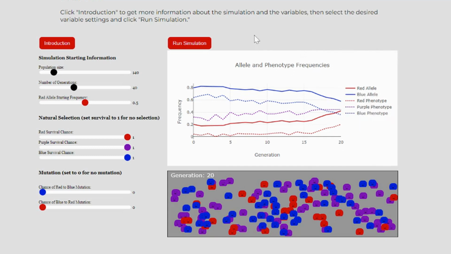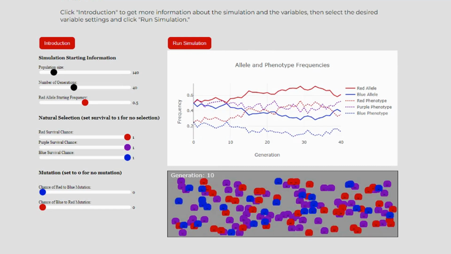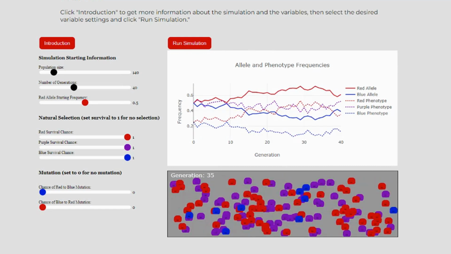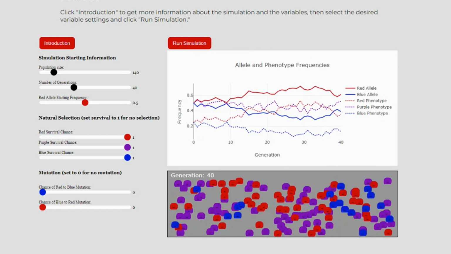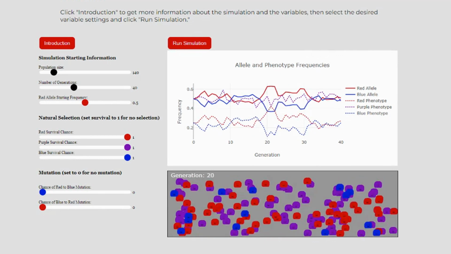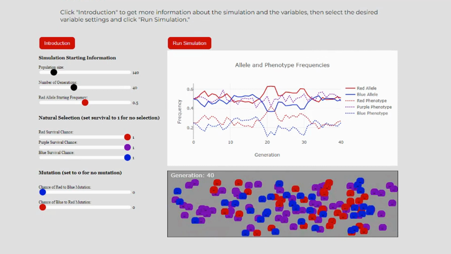You'll be asked to run each simulation 3 times. To do that, simply press the Run Simulation button. Allow the 40 generations of the little creatures to pass, and once everything has stopped moving, you can collect your data for that run. To do a second run, simply press Run Simulation again, and when the simulation is complete, you can again collect your data by hovering at the end of the lines on the graph.